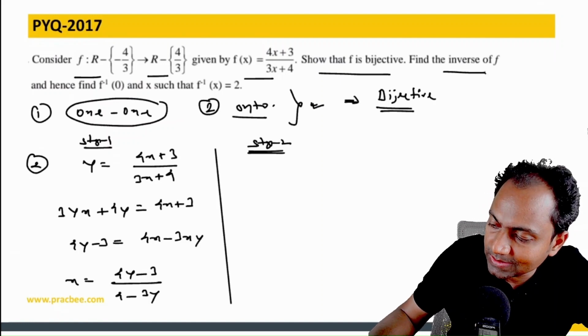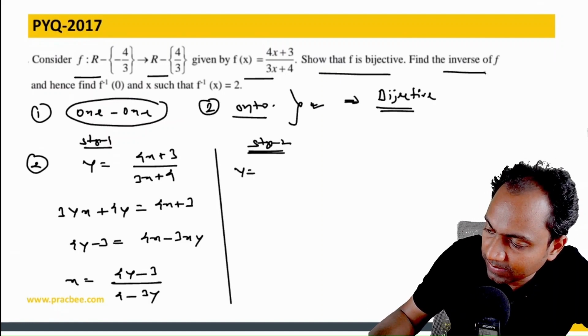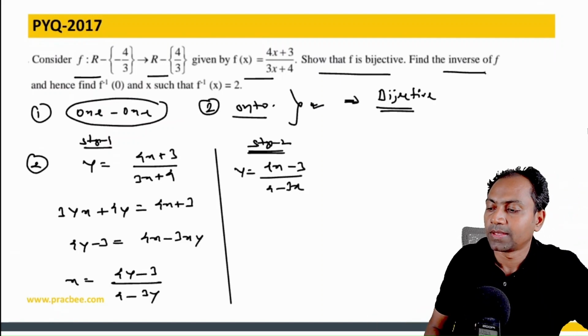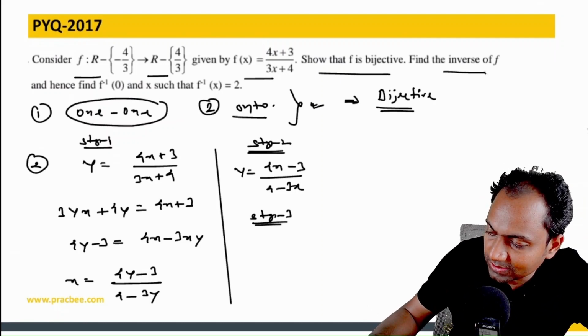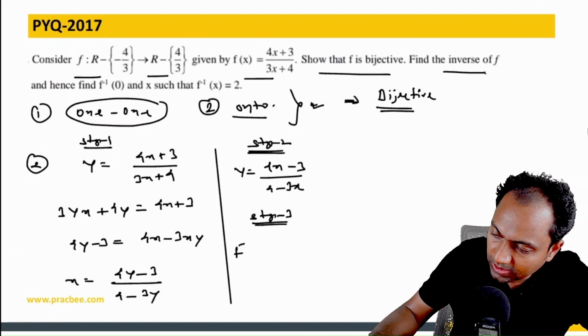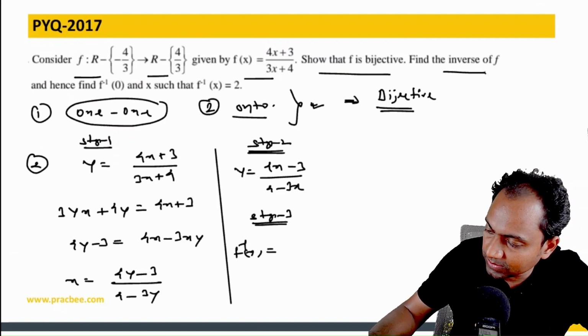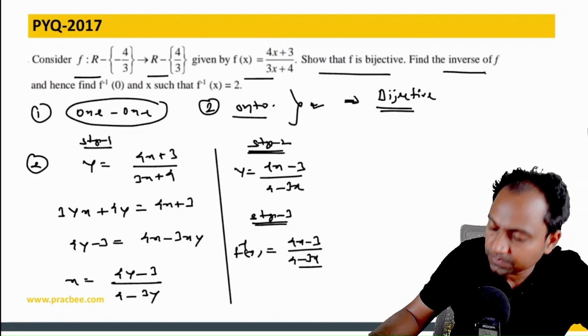I am going to replace x by y and y by x. So this becomes y is equal to (4x - 3)/(4 - 3x). In step 3, we are going to write this as f inverse of x. So it becomes nothing but (4x - 3)/(4 - 3x).